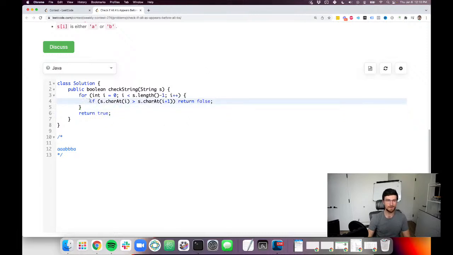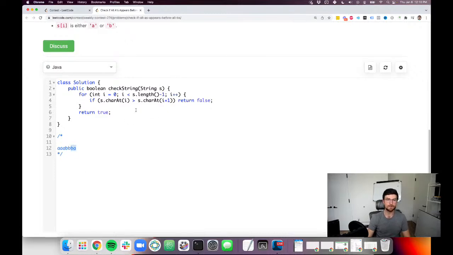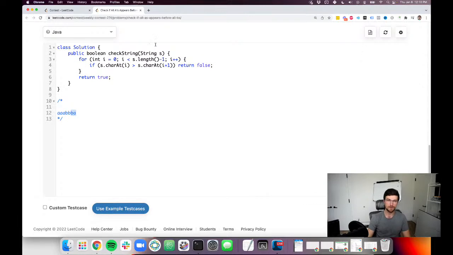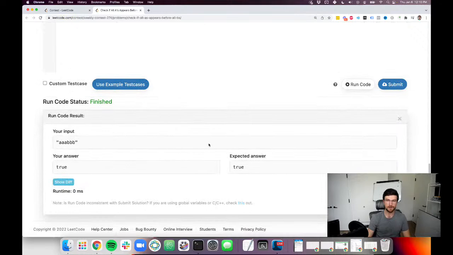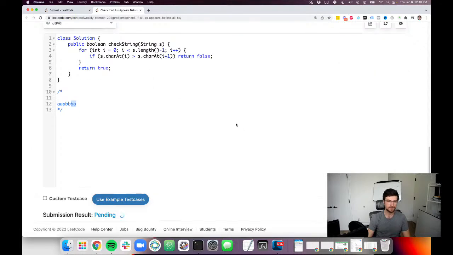Right? We're just checking each pair, whether that pair is correct. So what we would get here is we would see, okay, B is greater than A, which makes our string invalid. And so it would return false. And otherwise, we're returning true. We run this. All right, we got the right answer. Let's submit it.